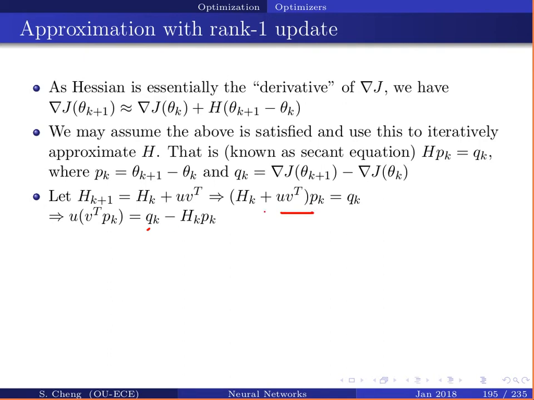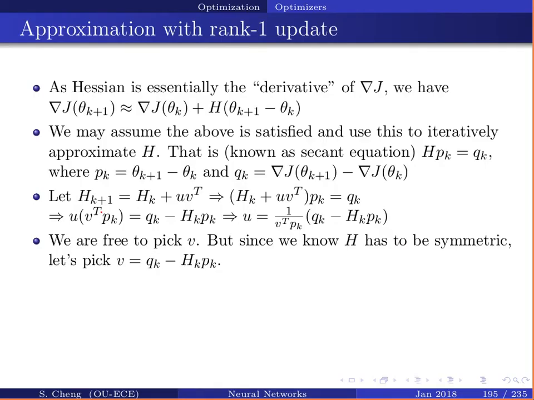Qk is put on the other side, then I have u equal to this here. So u is given, but then v can be anything. But note that we have another requirement: your Hessian has to be symmetric and also positive semi-definite, or positive definite, which is a stronger condition. Actually, it's okay to be semi-positive definite, I think.